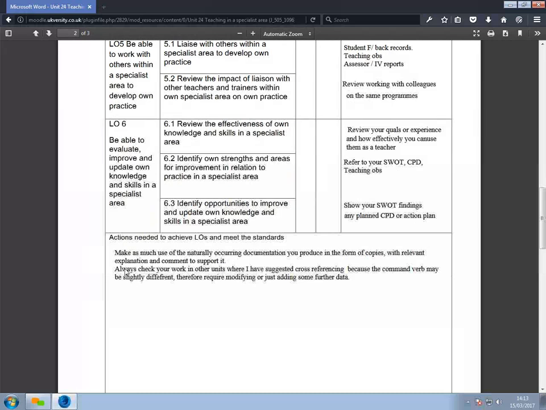I put on the end of here, make much use of the naturally occurring documentation that you produce, in the form of copies with relevant explanation and comment to support it. Always check your work in other units where I have suggested cross-referencing, because the verb may be slightly different, therefore requiring modifying or just adding to with further data. That's the crux of what I wanted to say, really, because it is a lot of the work you will have covered in U1.